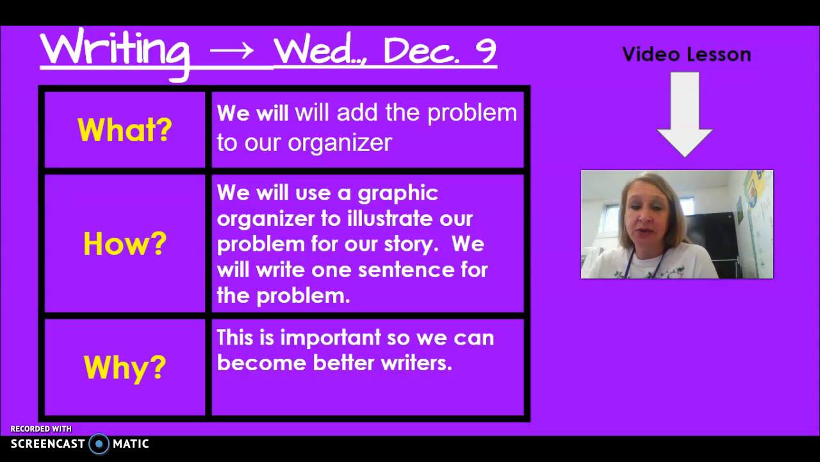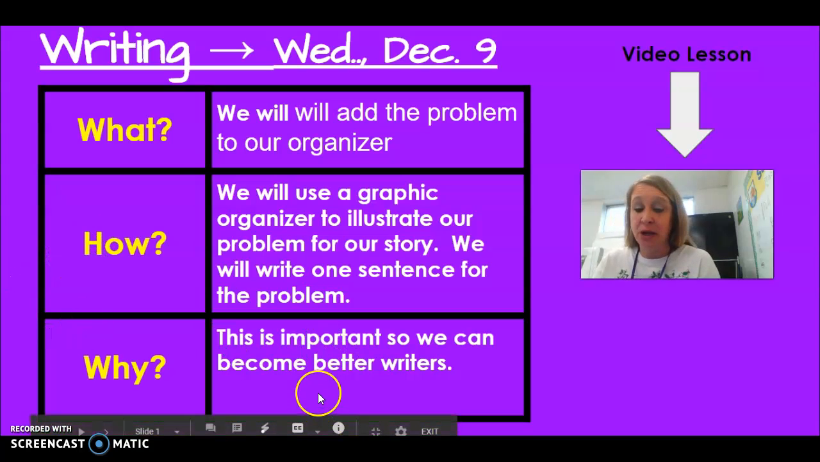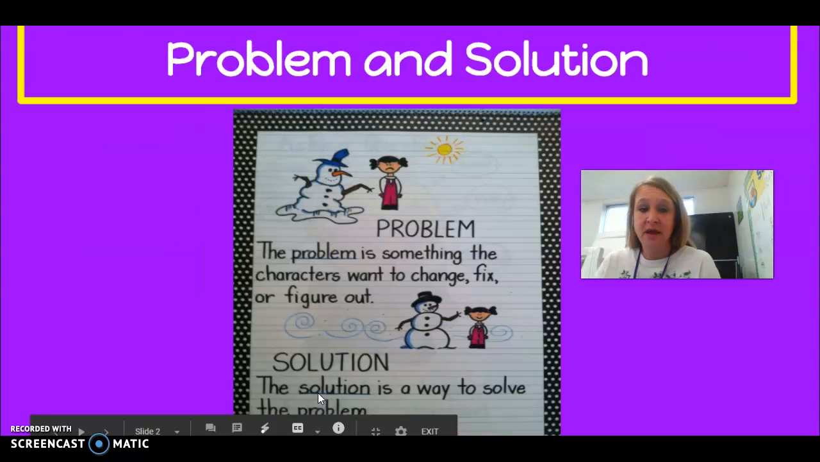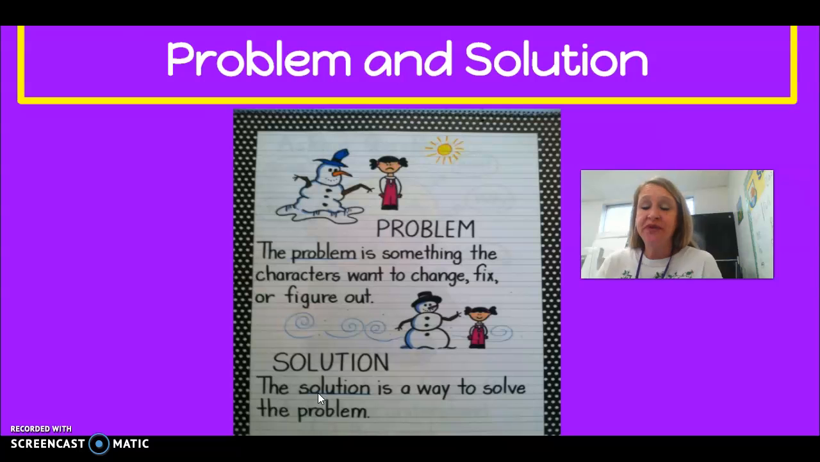Today, we are going to figure out a problem for our character that we started writing about last week. We will do that by using our graphic organizer to illustrate the problem of our story, and then we're going to write one sentence for the problem. We're going to do this because it helps us become better writers. A problem is something that the characters want to change, fix, or figure out. The solution is a way to solve that problem.